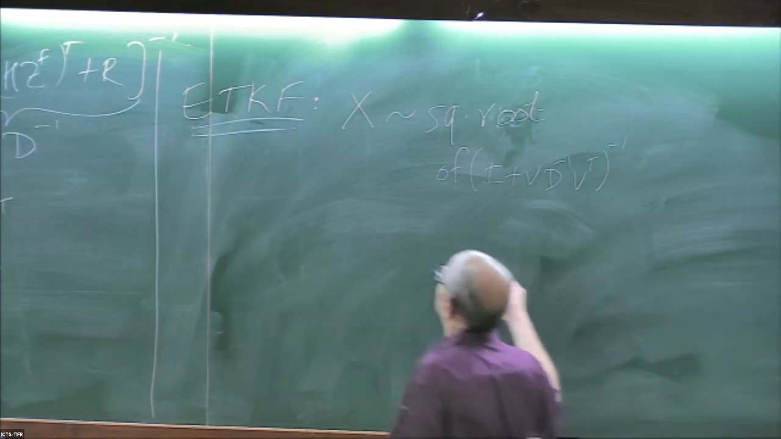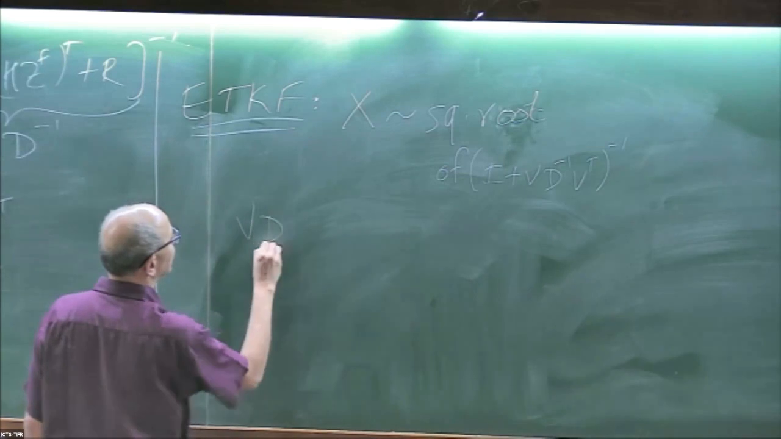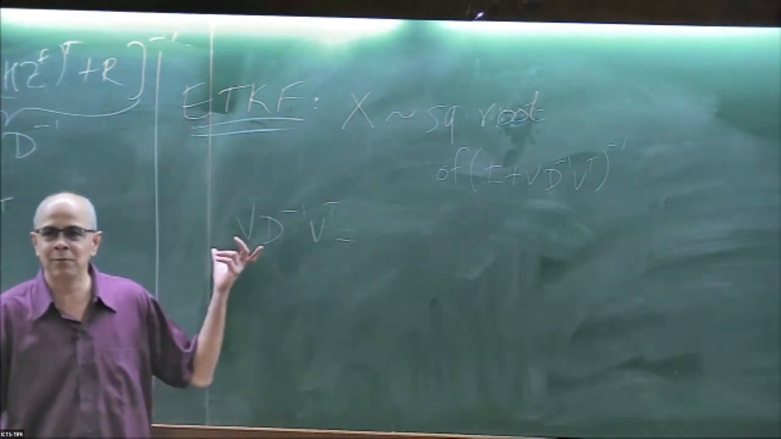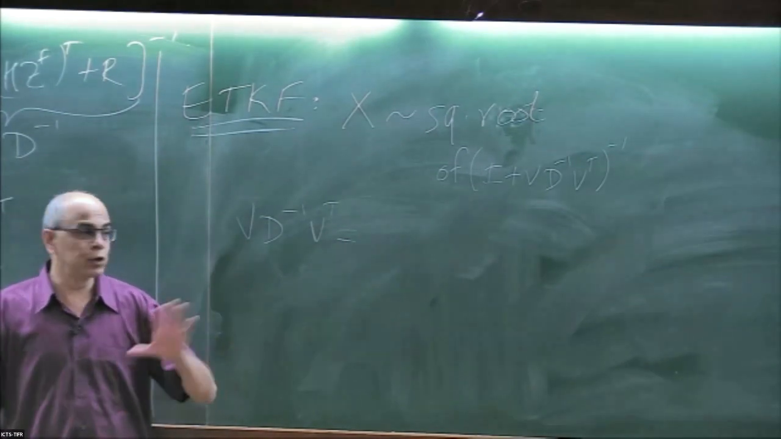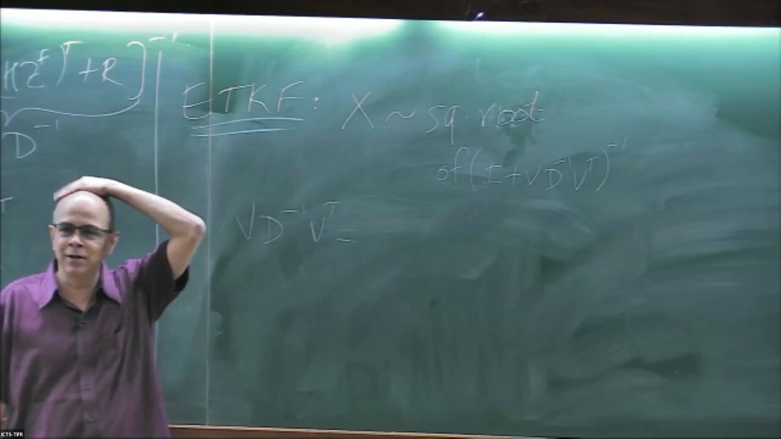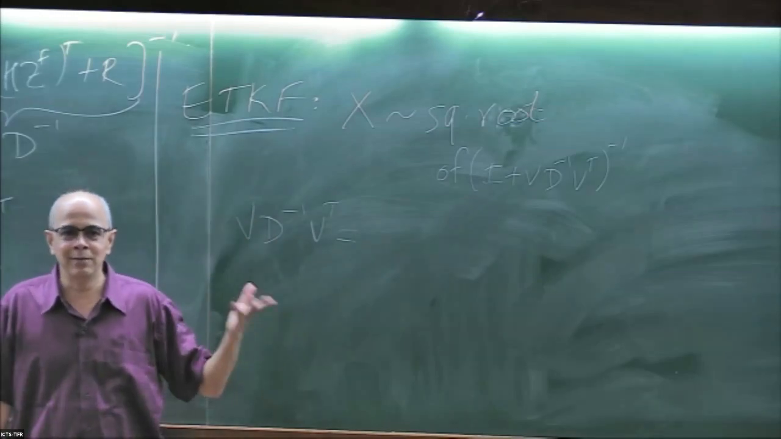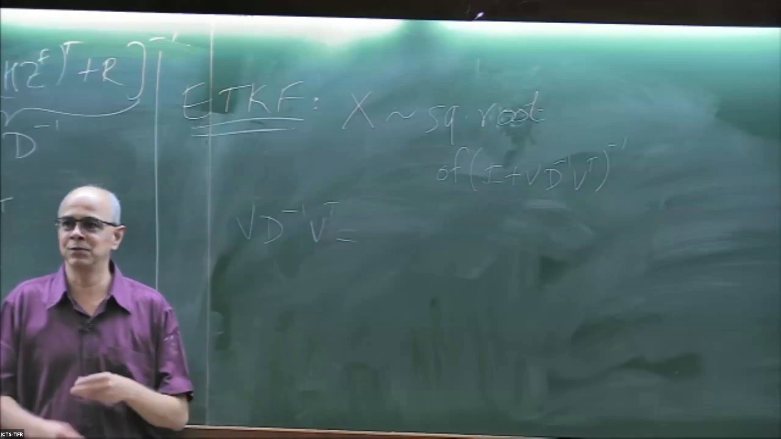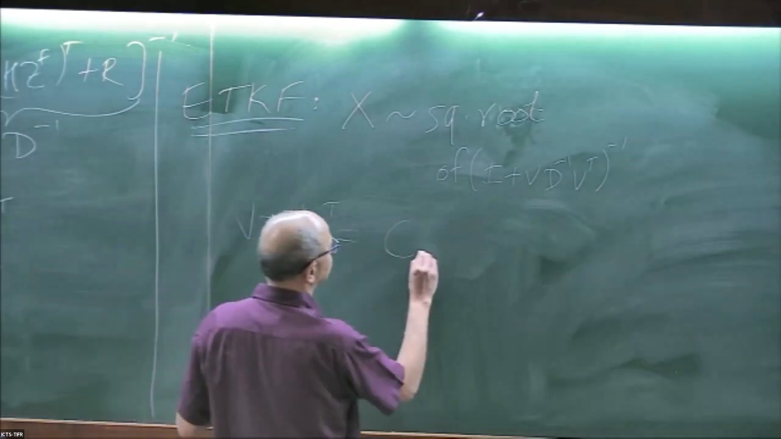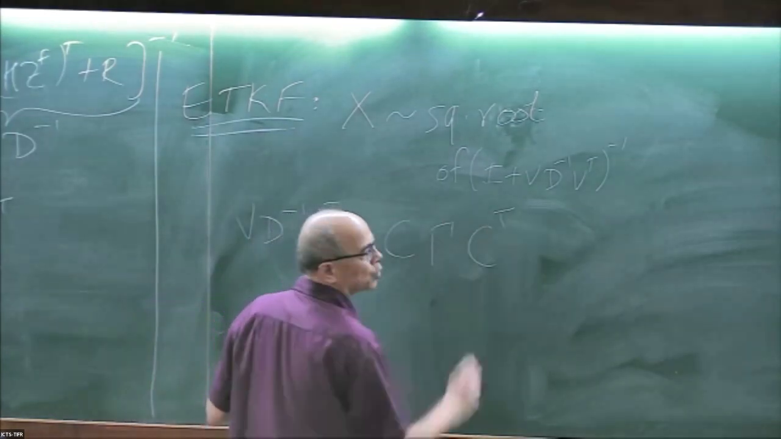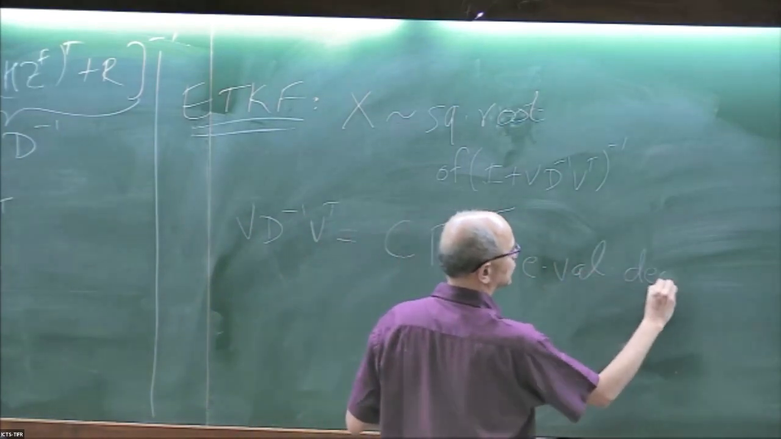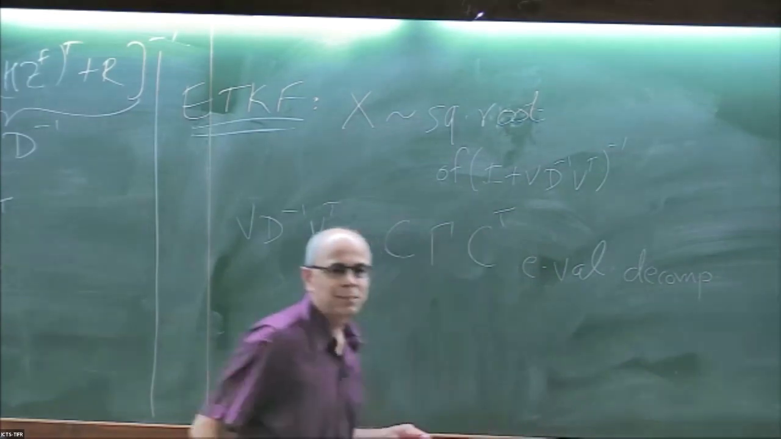So, just to be sure, you write V R inverse V transpose, the eigenvalue decomposition of this symmetric matrix, which is in the ensemble space. Suppose the ensemble size is 100, this is just a 100 cross 100 matrix. Eigenvalue decomposition of a 100 cross 100 matrix is very simple to do, nothing complicated. Suppose you write it as C gamma C transpose. This is the eigenvalue decomposition of this matrix.